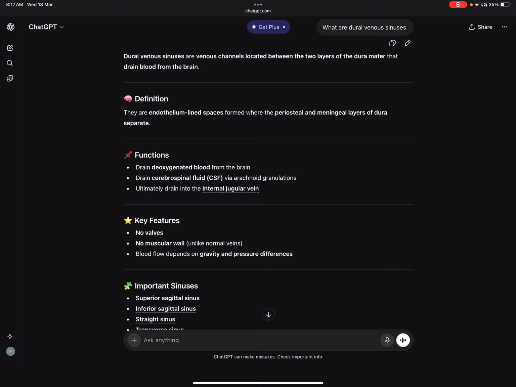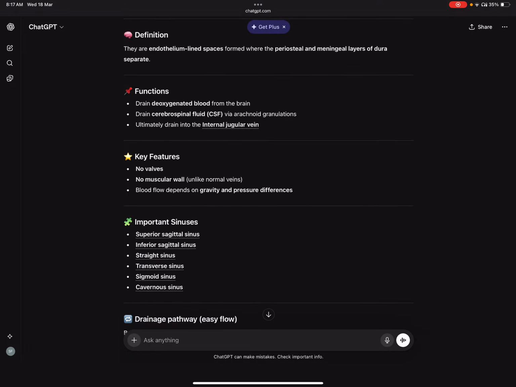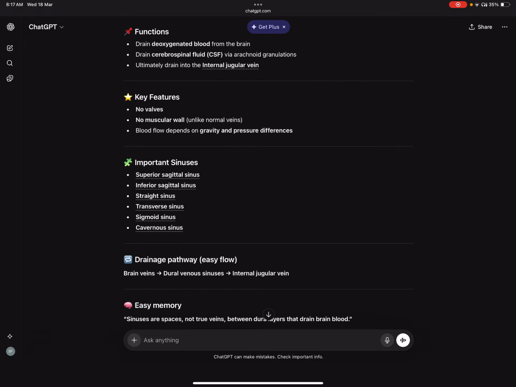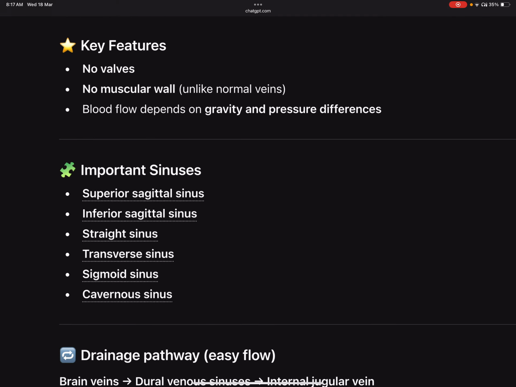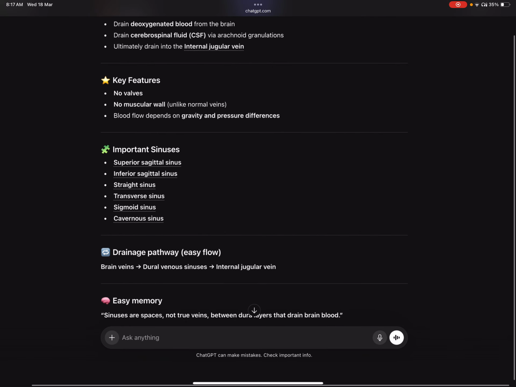And the function is that it drains deoxygenated blood and cerebrospinal fluid, where the arachnoid granulations are, and it ultimately drains into the internal jugular vein. It has no walls, and it's not even muscular. And the blood flow depends on gravity and pressure differences.